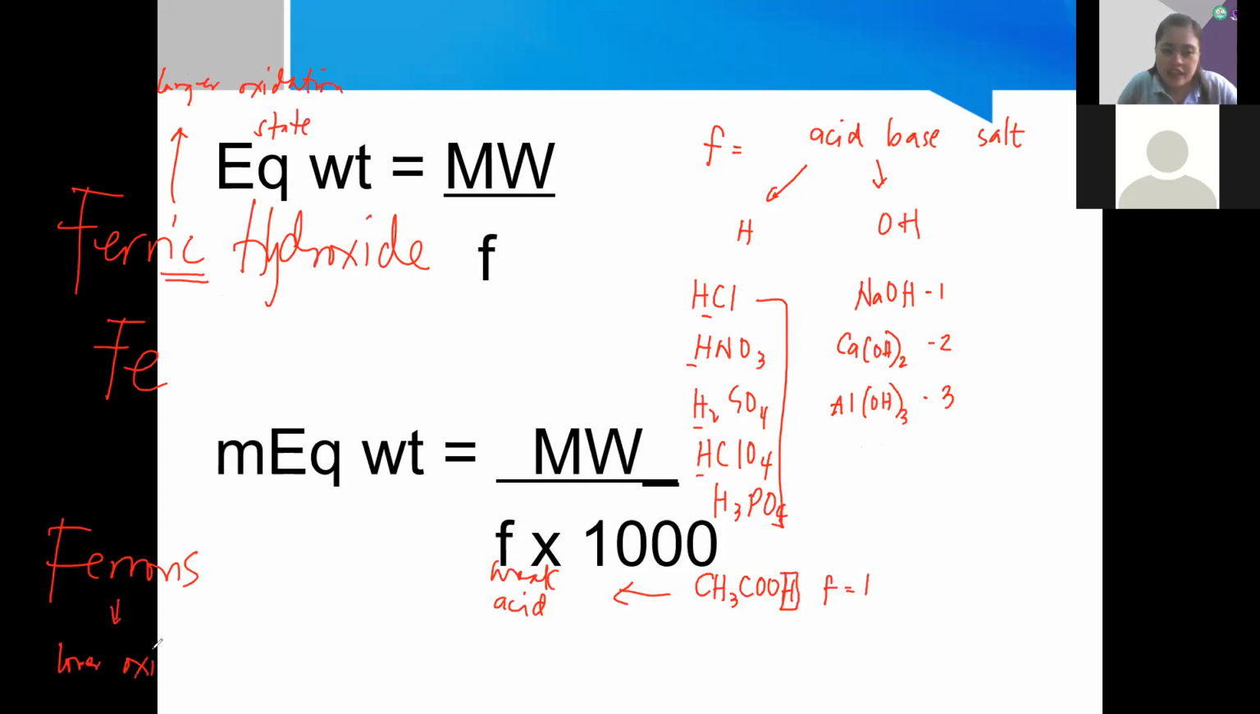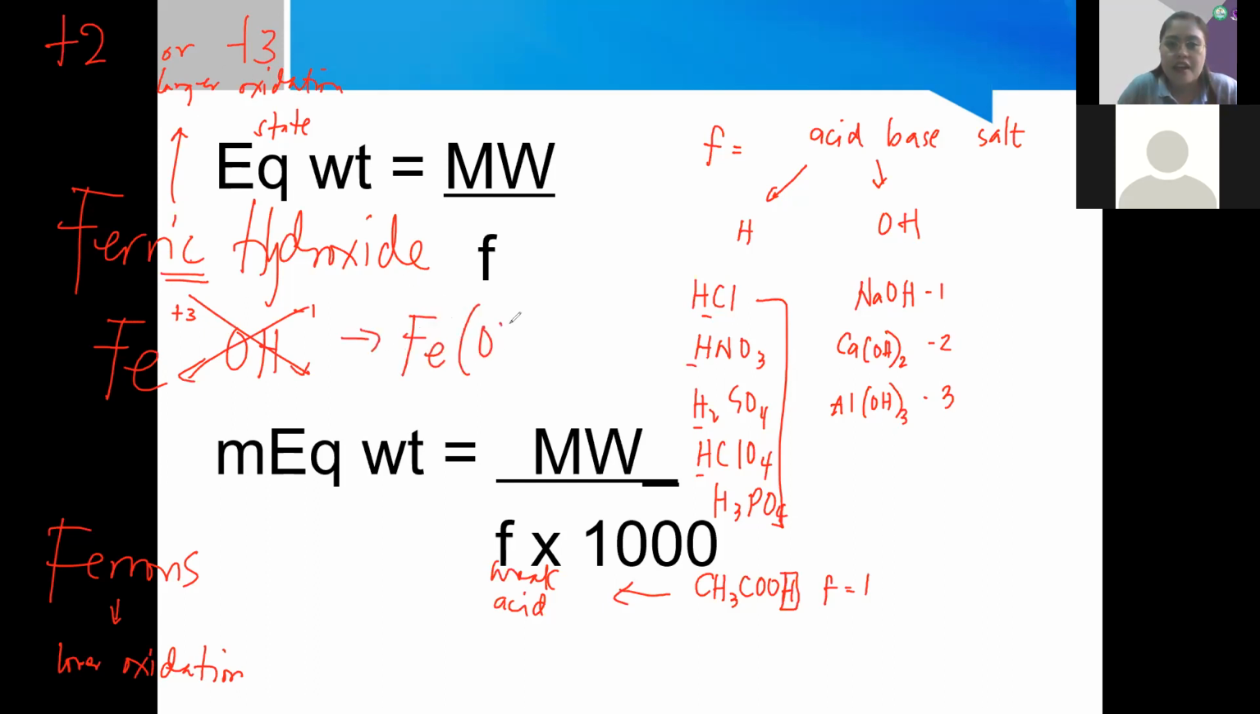lower oxidation state. Now, in the case of iron, it can be +2 or +3. So if it is ferric, iron is +3, hydroxide is -1, and you need to do the criss-cross there. The correct chemical formula of ferric hydroxide is Fe(OH)3. So if you are asked to identify the equivalence factor for ferric hydroxide, this is 3. Okay? Anything else? None? Okay.